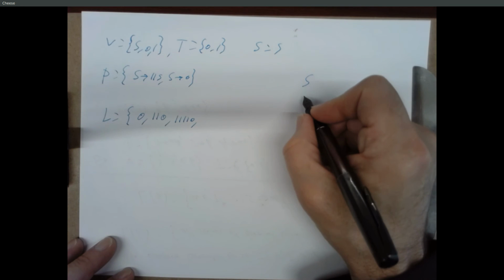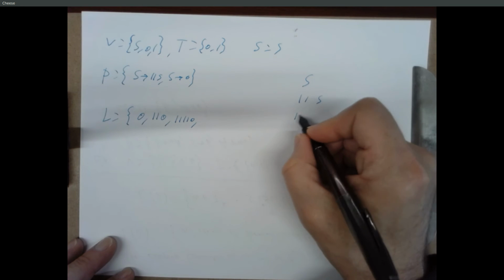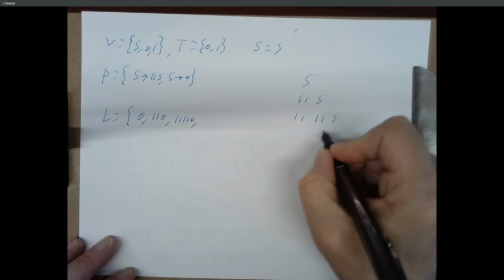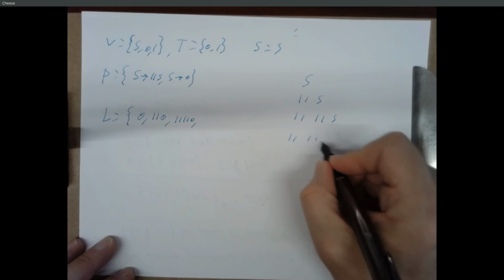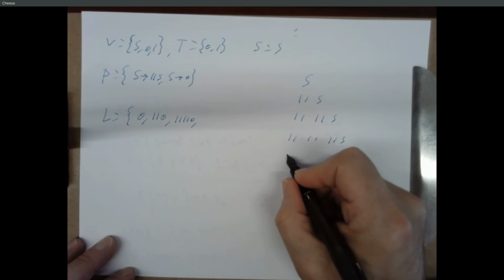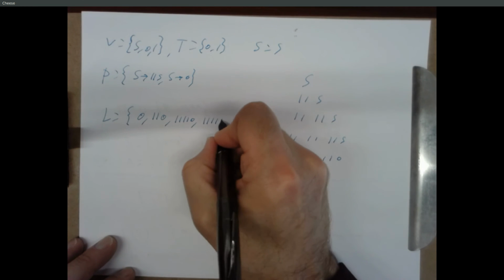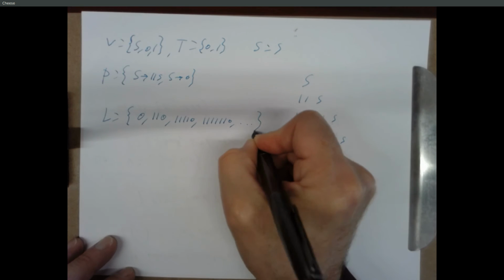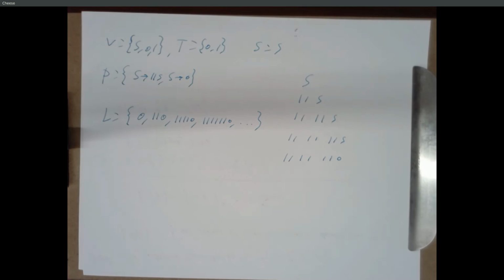Right, so S can be 1, 1, S. And this S could be a 1, 1, S. And this S could be a 1, 1, S. And this S might be a 0. So there's an infinite number of things in this language.